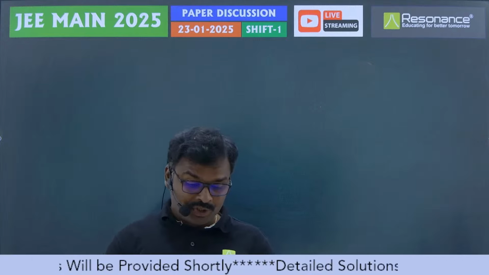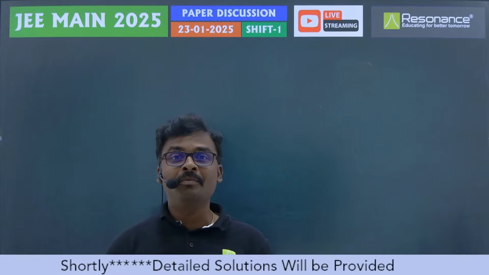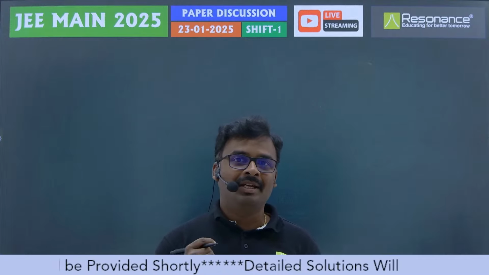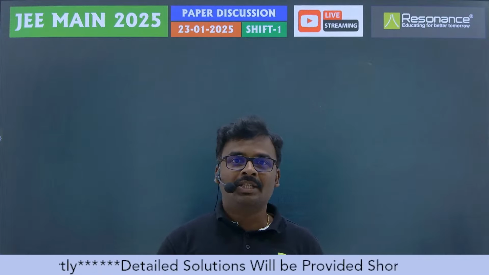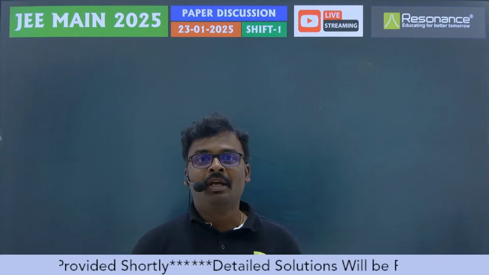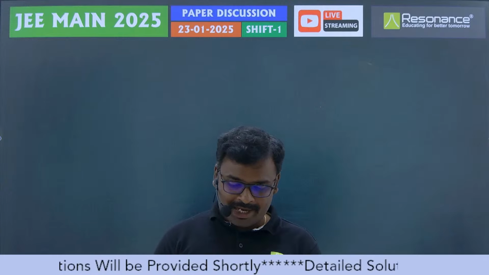And then another question we have got is from solutions chapter, in which they have given the details and were asking the Van't Hoff factor with respect to the colligative property, depression in freezing point, right? So that was also of calculation part.